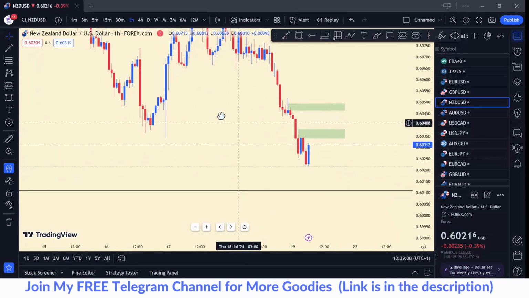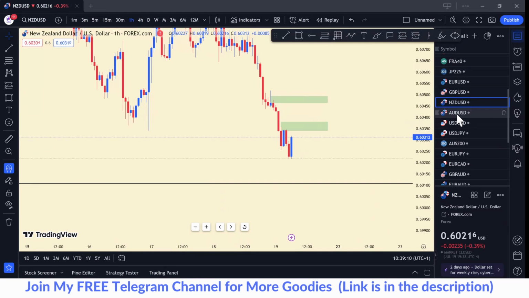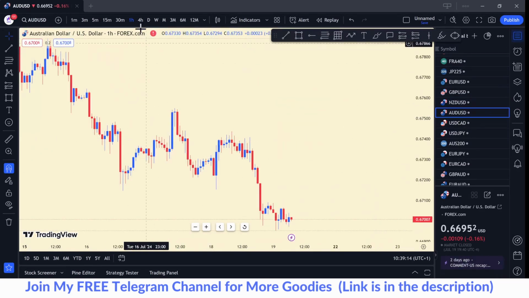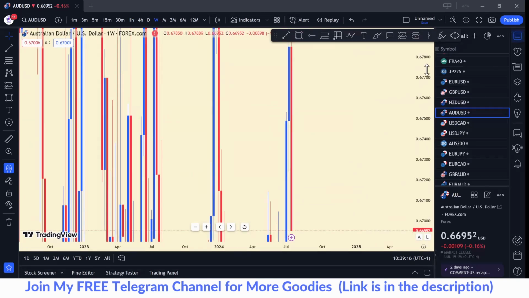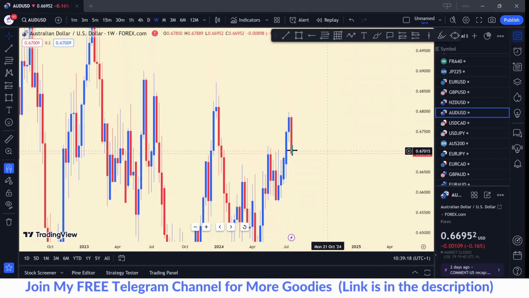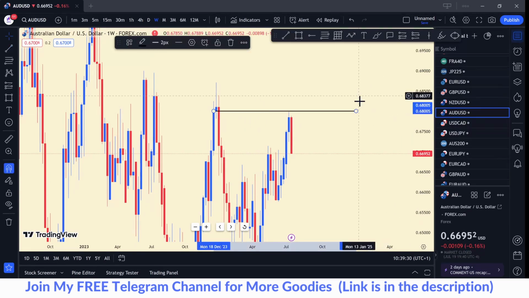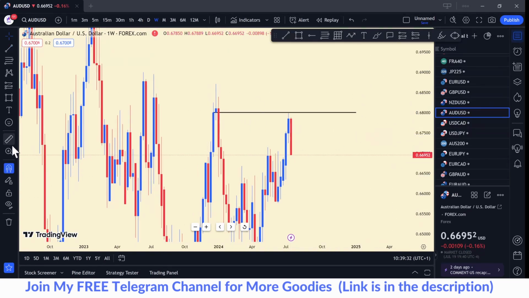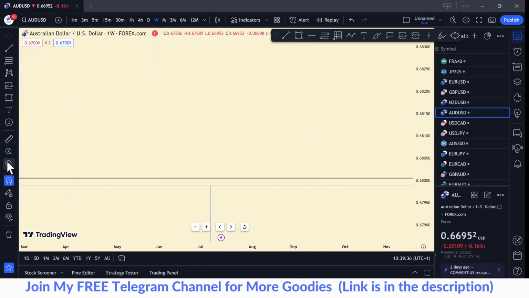So having said that, we go to the next pair. Let's take a look at AUD USD weekly. The weekly chart, we have a pullback, but the pullback wasn't coming from this level here. Or did it? Do we have a touch there? Magnifying lens? No, we missed that.